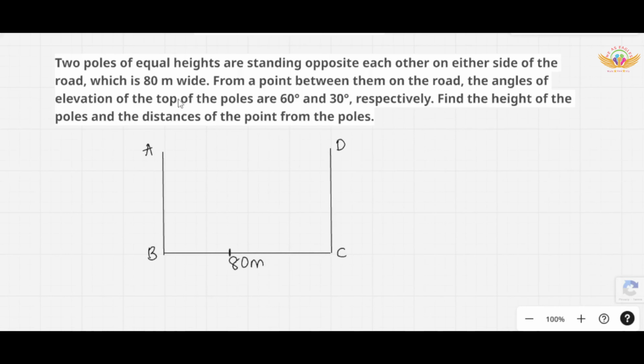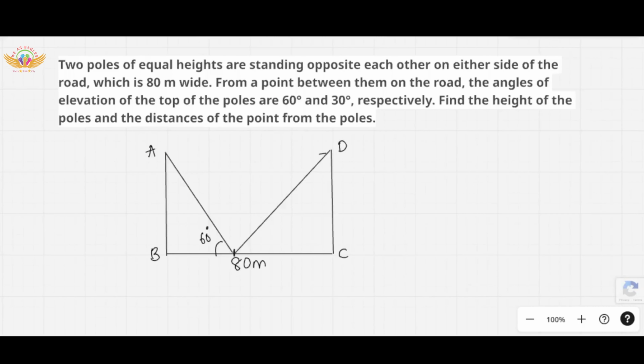The angles of elevation of the top of the poles are one is 60 and one is 30. So I'm writing it as 60 degrees and another angle is 30 degrees. Yes, and this is the angle 30 degrees. Done. So this is the figure that we have to get. So what we have to find out? We have to find out the height of the poles and the distances of the point from the poles.